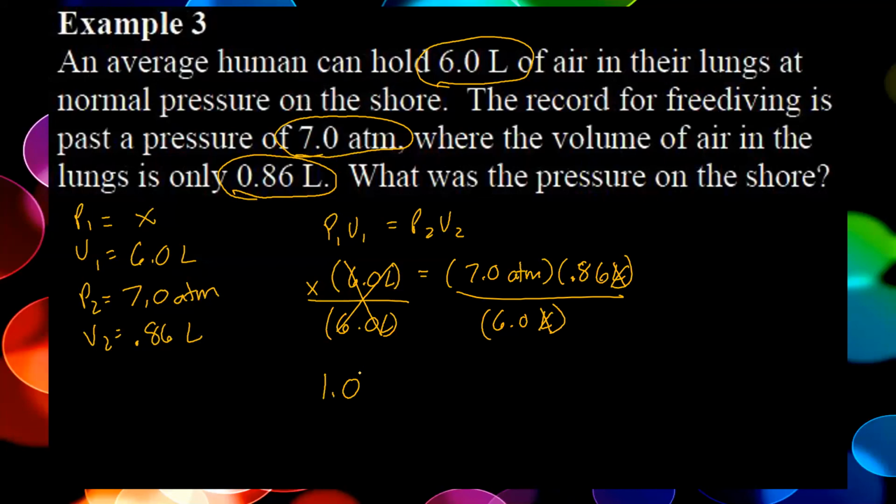How many digits did my 6, 7, and 0.86 have? 2. So let's go to 2 numbers: 1.0. The label that didn't cancel is atmospheres. Boom, there's my answer. At the shore, before this diver got started, it was 1 atmosphere of pressure around the diver, which is what we consider normal. Normal atmospheric pressure is 1 atm, 1 atmosphere.